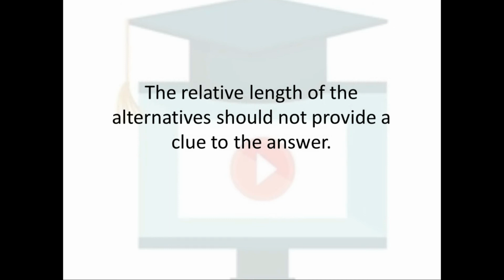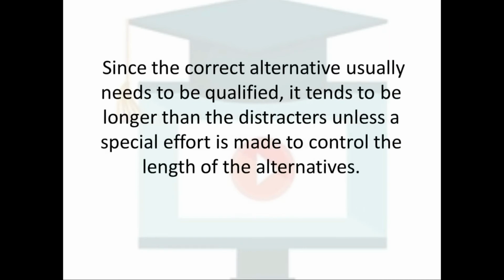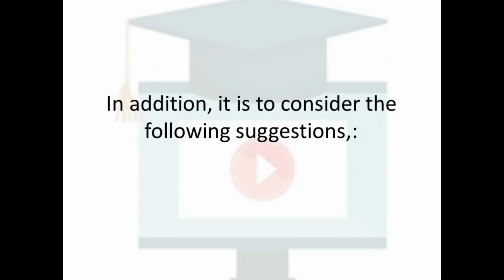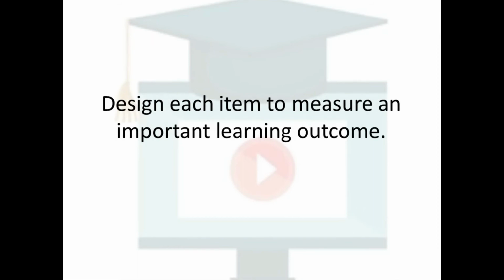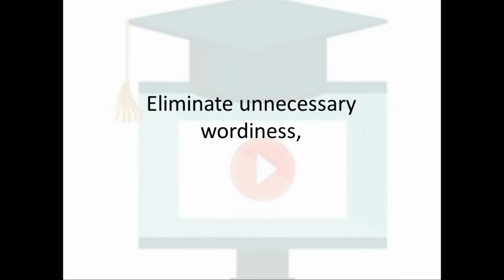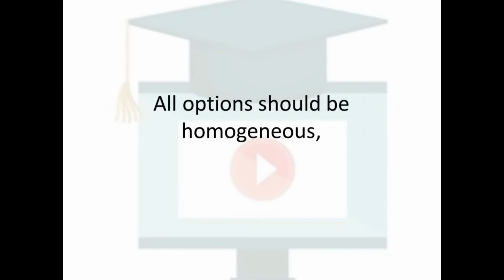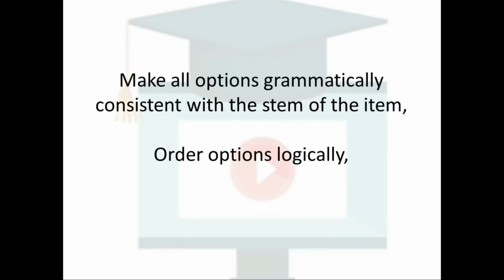The relative length of the alternatives should not provide a clue to the answer, since the correct alternative usually needs to be qualified. It tends to be longer than the distractors, unless a special effort is made to control the length of the alternatives. In addition, consider the following suggestions. Design each item to measure an important learning outcome. Eliminate unnecessary wordiness. All options should be homogeneous. Make all options grammatically consistent with the stem of the item.